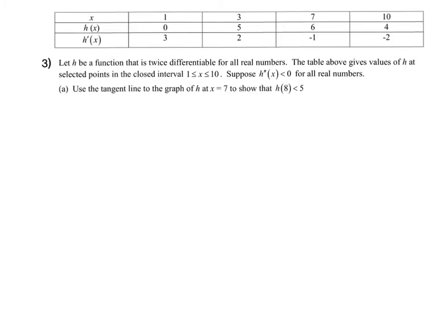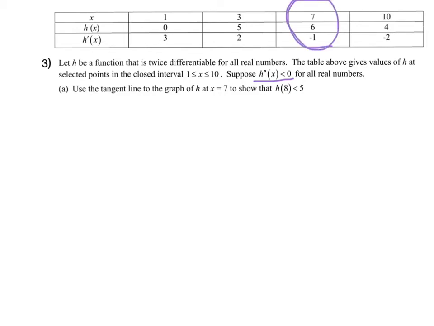Okay, third example. Let h be a function that is twice differentiable for all real numbers. The table above gives values of h at selected points on the closed interval -1 to 10. Suppose the second derivative is negative for all real numbers. Use the line tangent to the graph of h at x equals 7 to show that h of 8 is less than 5. All right, so they're telling us specifically to look when x is 7.